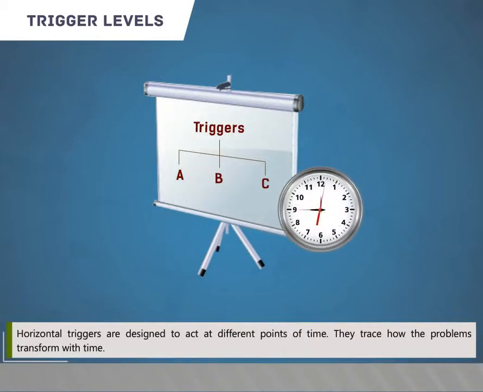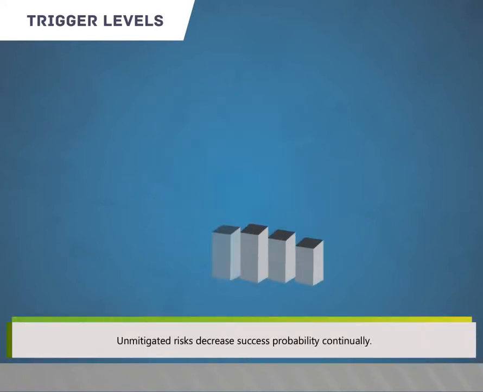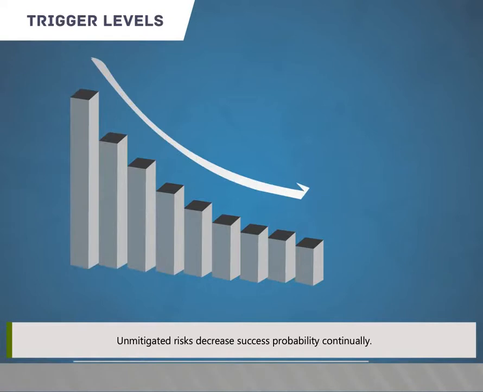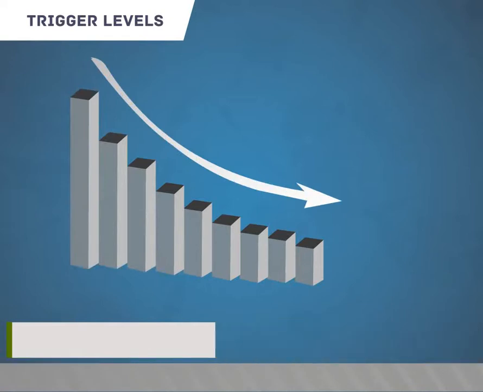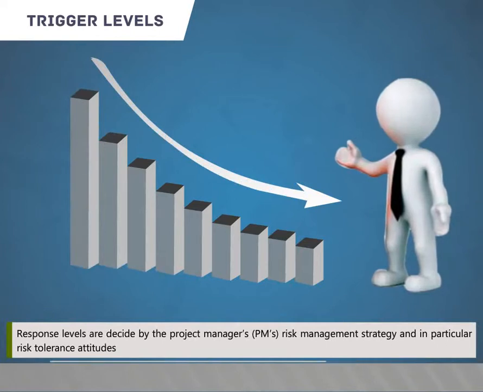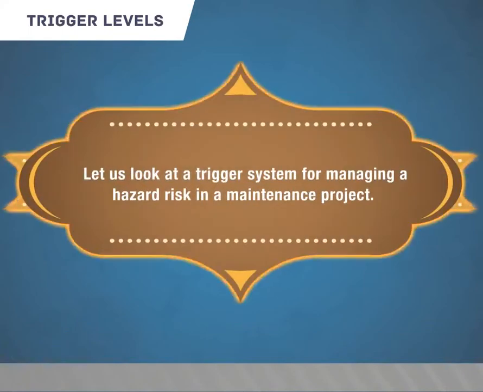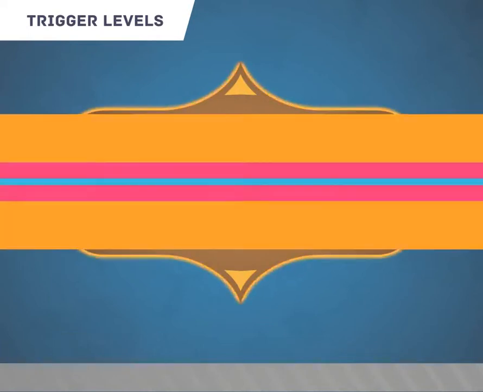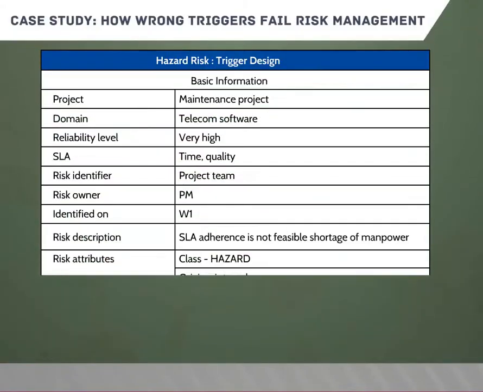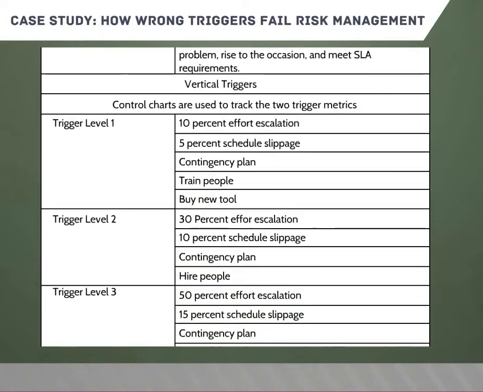Horizontal triggers are designed to act at different points of time. They trace how the problems transform with time. Unmitigated risks decrease success probability continually. Response levels are decided by the project manager's, that is PM's, risk management strategy, and in particular risk tolerance attitudes. Let us look at a trigger system for managing a hazard risk in a maintenance project. Case study: how wrong triggers fail risk management.